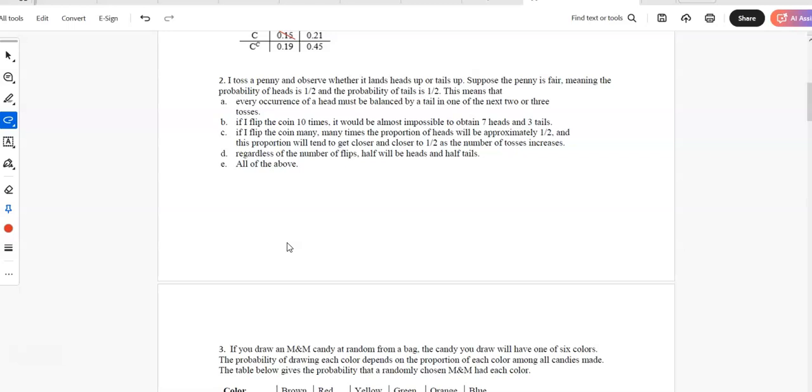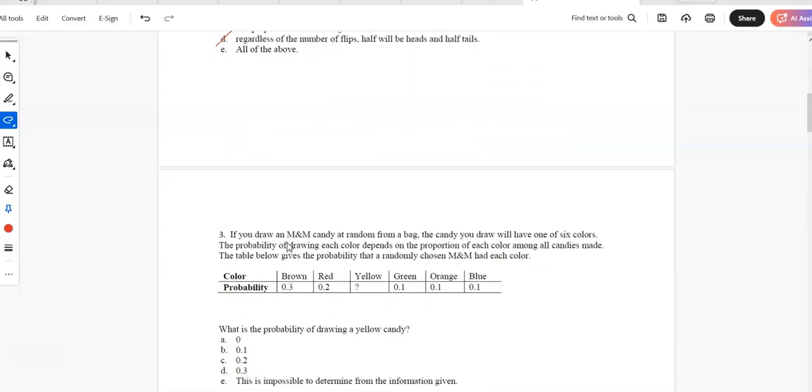I toss a penny, observe whether it lands heads up or tails up. Suppose the penny is fair. Does this mean every occurrence of head must be balanced by a tail in one of the next two or three? No, that's definitely not true. If I flip the coin 10 times, it would be almost impossible to obtain 7. No, that could happen. If I flip the coin many, many times, the proportion of heads will be approximately 1/2, and this proportion will tend to get closer and closer to 1/2. That sounds like the law of large numbers. Half will lead to heads and tails? That's not necessarily true.